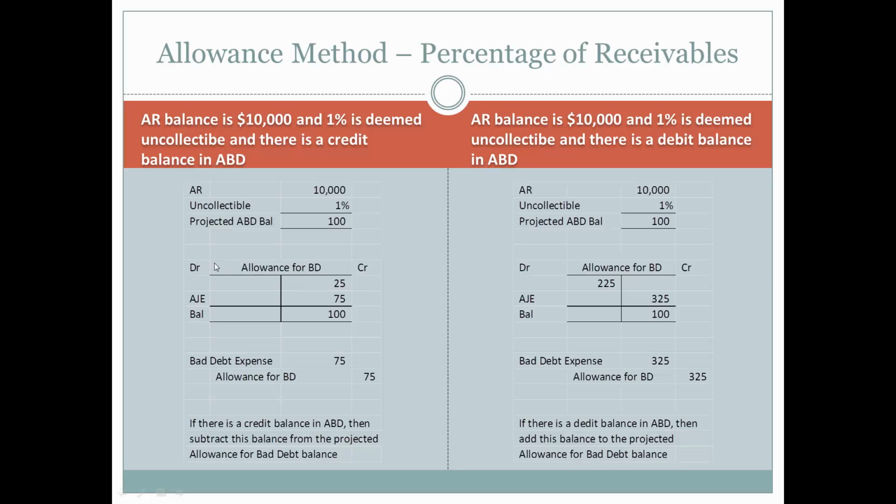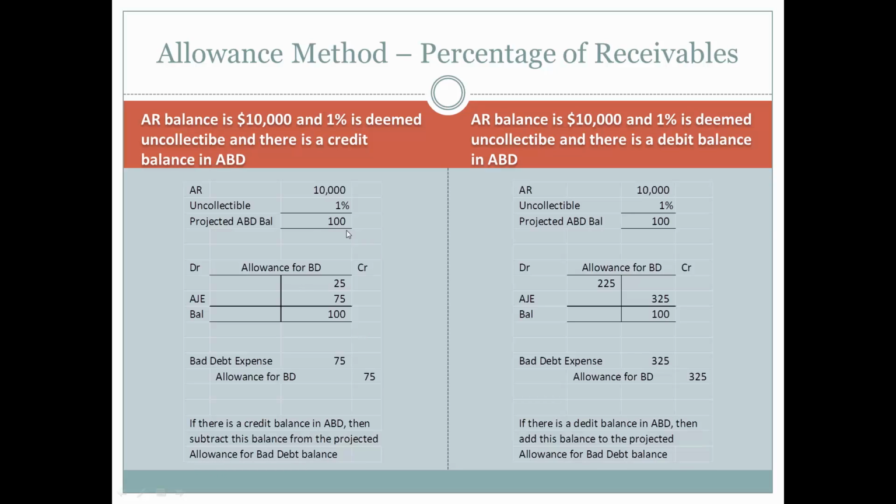Now, in the allowance for bad debt account, we start off with a credit balance. Our adjusting journal entry will be $75 and will bring us to the projected allowance for bad debt balance that we should see of $100. Bad debt expense, $75, allowance for bad debt, $75. If there's a credit balance in the allowance for bad debt, then subtract this balance from the projected allowance for bad debt balance.